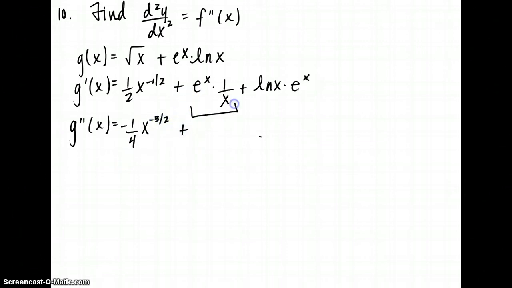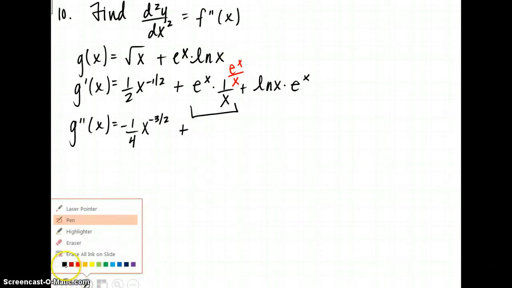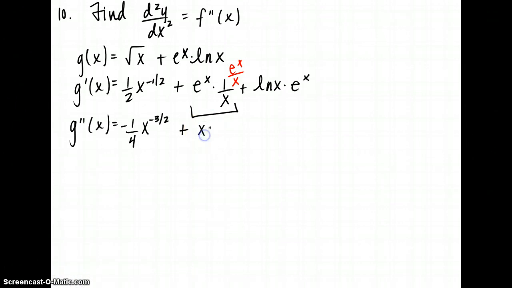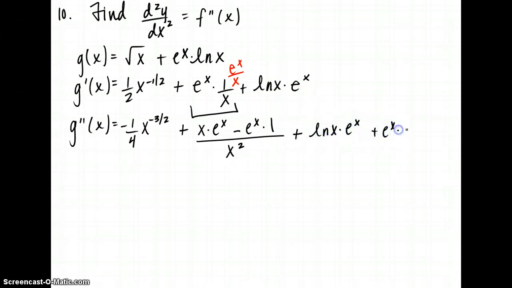Now here we need the quotient rule to derive. So this is e to the x divided by x. Bottom times the derivative of the top function minus top function times the derivative of the bottom, all over bottom squared, plus, now we need the product rule again here. First times the derivative of the second, plus second times the derivative of the first.